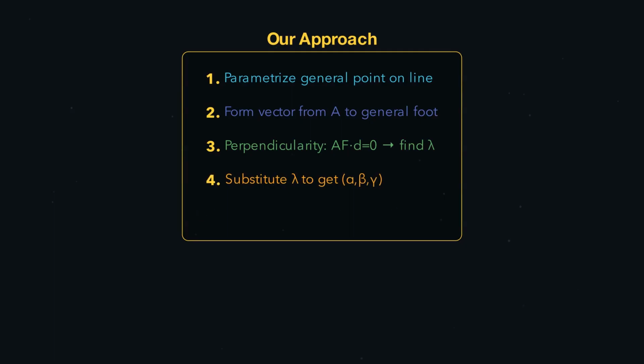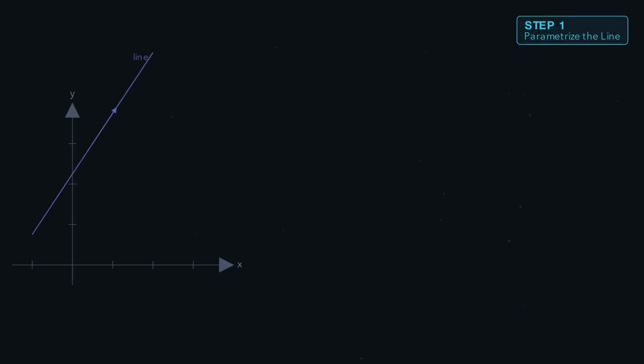Here's our approach. First, we'll parameterize any point on the given line using lambda. Then we'll form the vector from our external point to this general foot, and set its dot product with the line direction to 0. That's the perpendicularity condition. Solving gives us lambda equals 1, which pins down the exact foot. Finally, we apply the scalar projection formula.